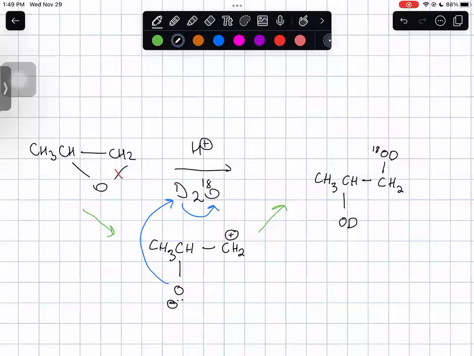But just for the sake of it, H plus is just indicating the acid. It's not really participating there. Let's just focus on the water. That's the actual active reagent. This O or the other O?